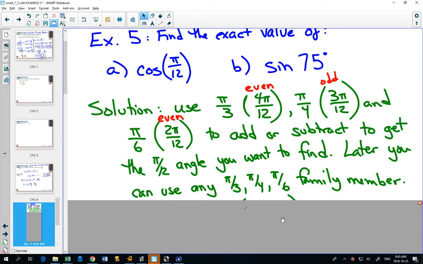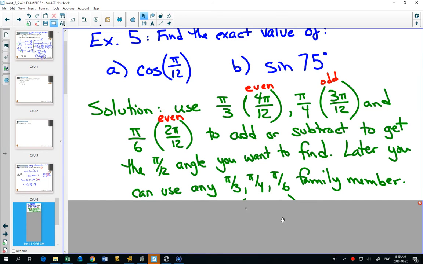So what is one way that you could get pi over 12? Would you add or subtract? Pi over 3 minus pi over 4. Can you see if you took 4 pi over 12 and subtracted 3 pi over 12, you would get 1 pi over 12? What's another way that we could get pi over 12? 3 pi over 12 minus 2 pi over 12, which would be pi over 4 minus pi over 6.